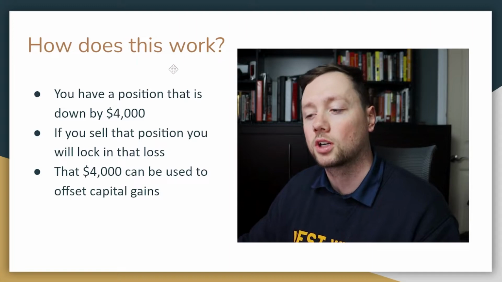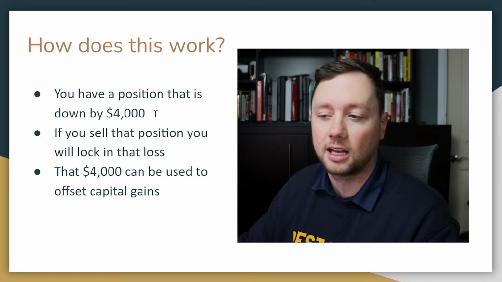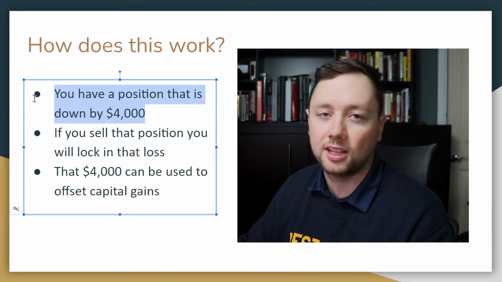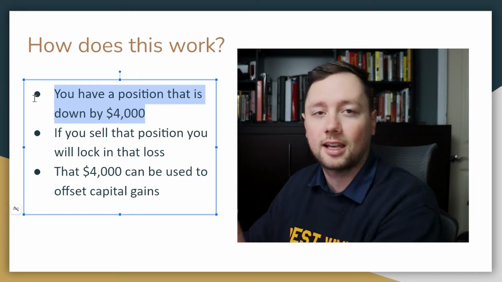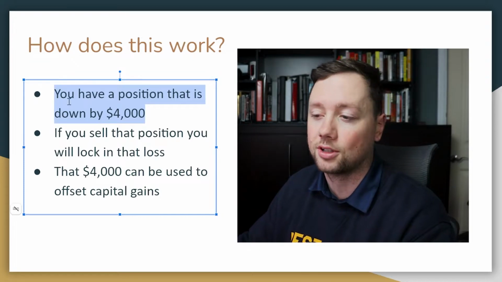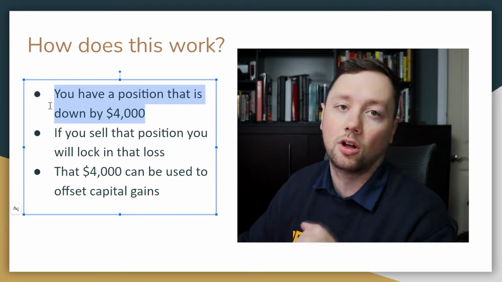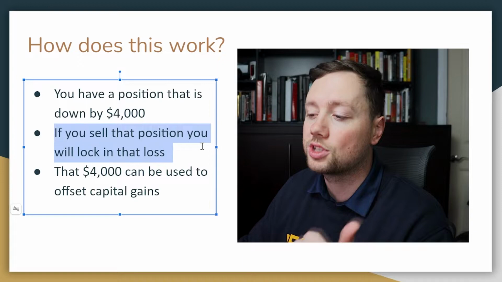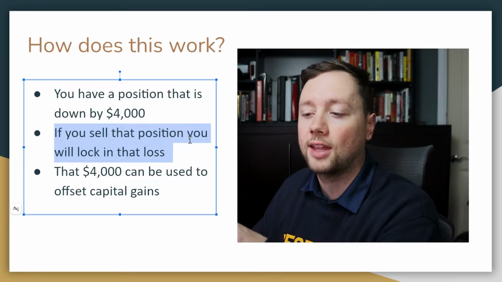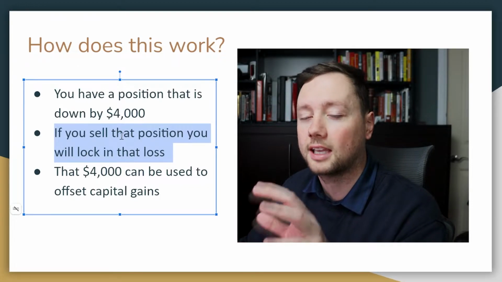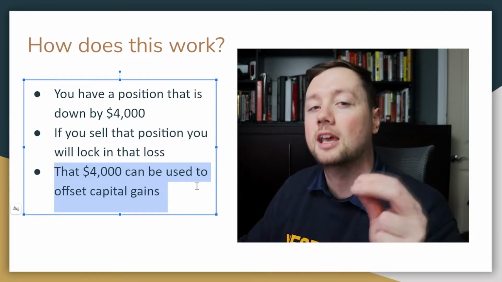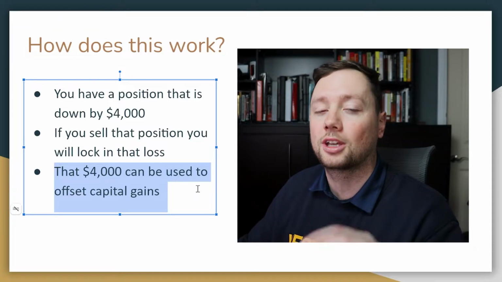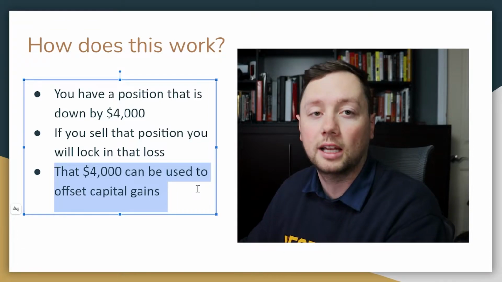Now, how does this work? Well, it's very simple. Let's just go through an example here. Let's say that you have a position that is unfortunately down by $4,000. You invested, let's call it $10,000, and it's sitting at $6,000 now. You have lost $4,000 on that position. Well, if you sell that position, you will lock in that loss, and that loss is what's called a capital loss. That $4,000 that you lock in, that capital loss, can be used to offset any of your capital gains, either now or in the future.